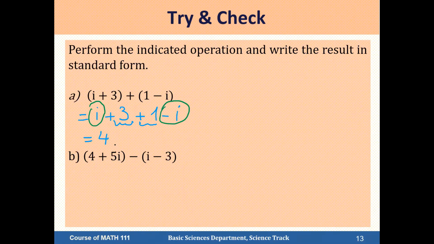So the result is 4. Now subtraction. Remove the parentheses. Here no changes. Here we have a minus, so we switch all signs. So we get minus i, and minus and minus gives plus 3. Combine the real parts: 4 plus 3 is 7. And combine the imaginary parts: 5i minus i gives 4i. Very easy. This is addition and subtraction.